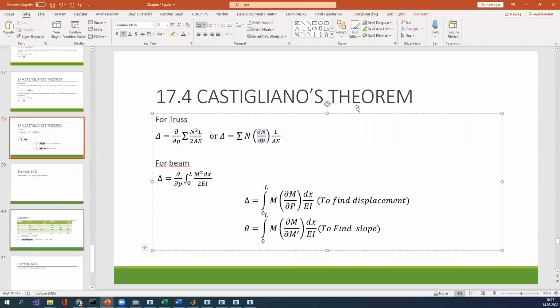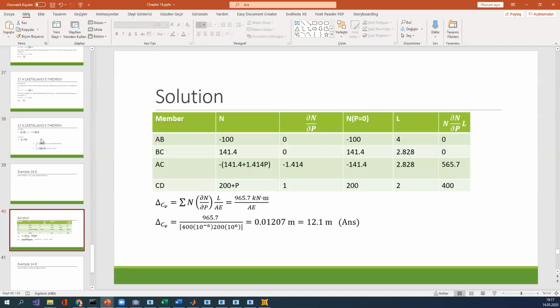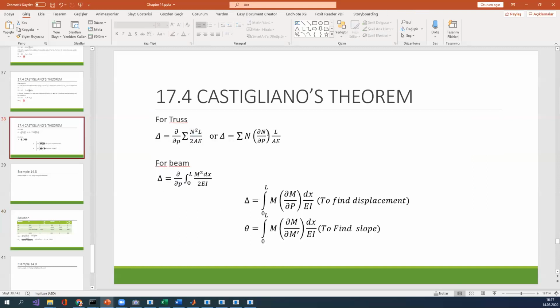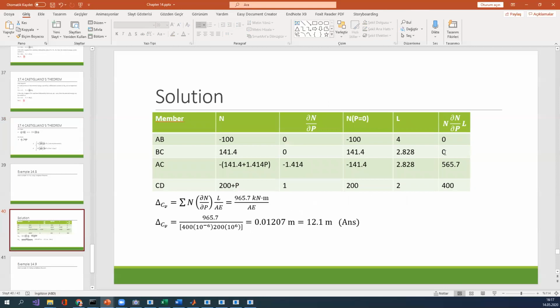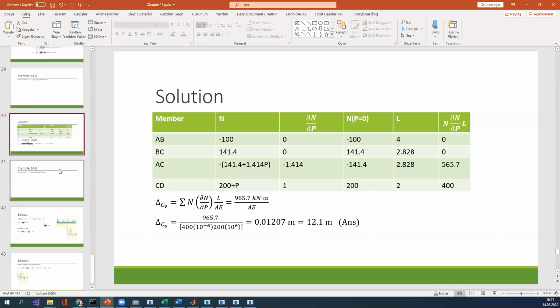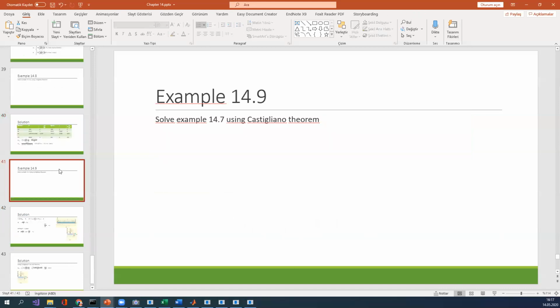So in parentheses, I obtain 2 terms. How many terms in here? The normal N, the derivative of N with respect to P, and L over EA. I put in this one and I obtain the same value. And I want to do example 14.7 using Castigliano's theorem. You remember that I want to solve it by hand calculation. I don't want to use the software calculation here.